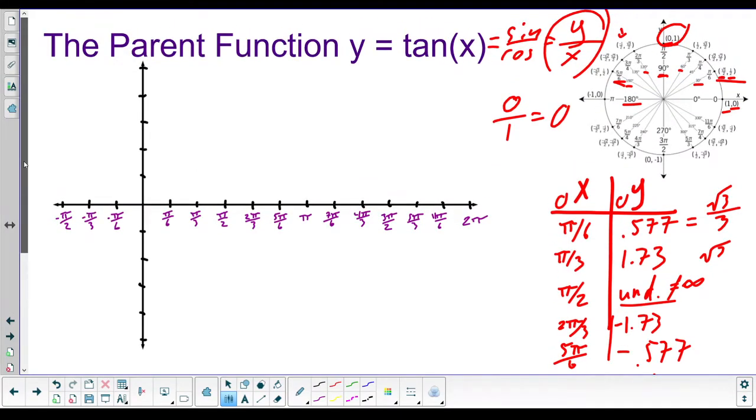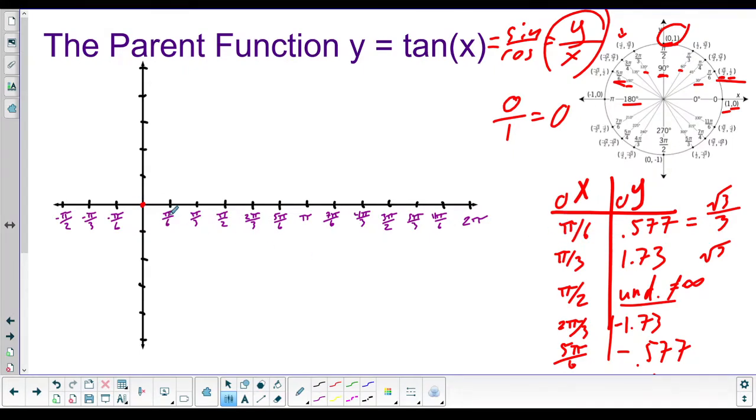All right, so let's go graph this stuff right here, and then I'll tell you the trick to it, and then we're off and we're graphing tangents. So at 0 on the x-axis, we're at 0 on the y-axis. So our first point is on the origin, which is tight.